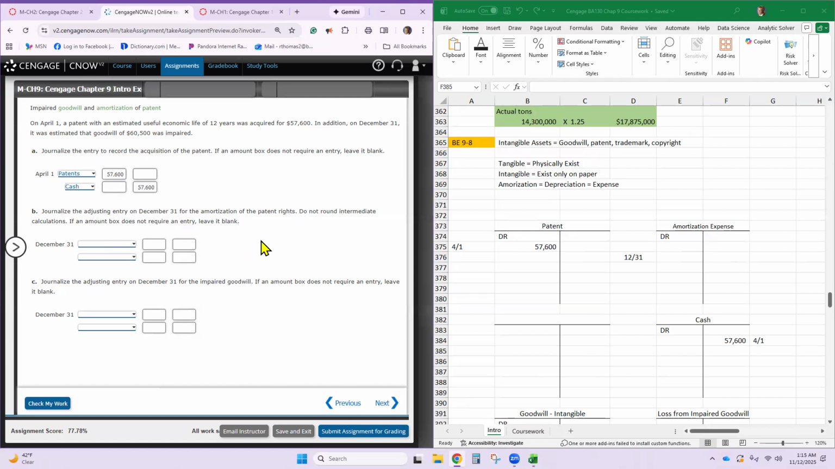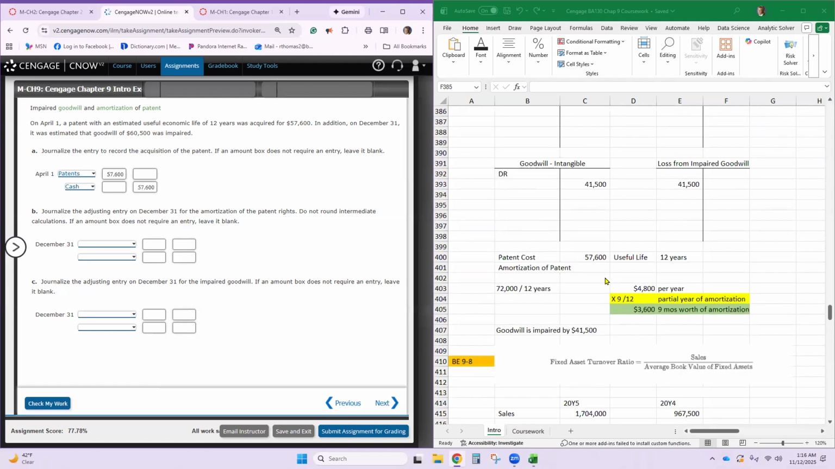Okay, so journalize the adjusting entry on December 31st for the amortization of the patent rights. The patent rights. So down here, okay, and then we need to divide by 12 years. Okay, so $4,800. Now be careful.